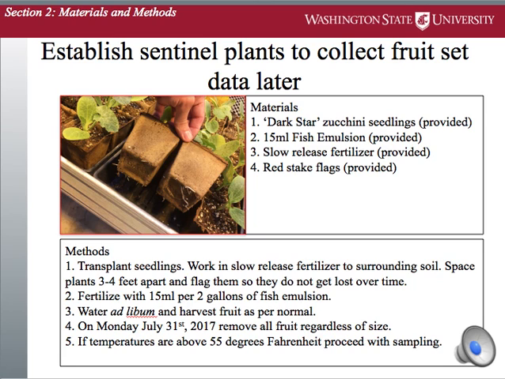So also on July 31st, if temperatures are above 55 degrees Fahrenheit, you're going to proceed with the sampling of your bee community. Now, if temperatures are not above 55 degrees Fahrenheit, or other weather conditions are not good for bee sampling, some other negative weather conditions are sustained wind speeds above 10 miles an hour, or cloudiness, we will be putting off sampling till the next most suitable day.